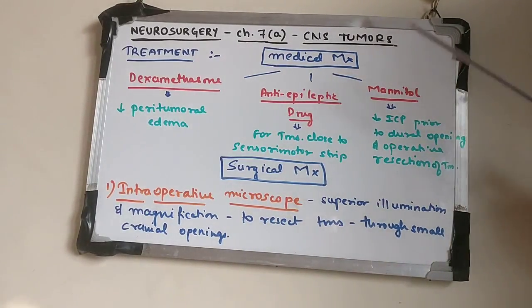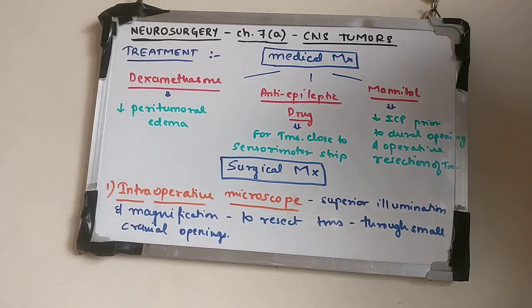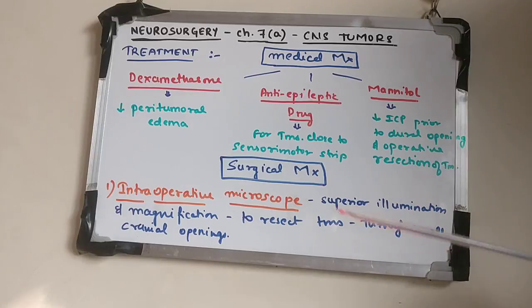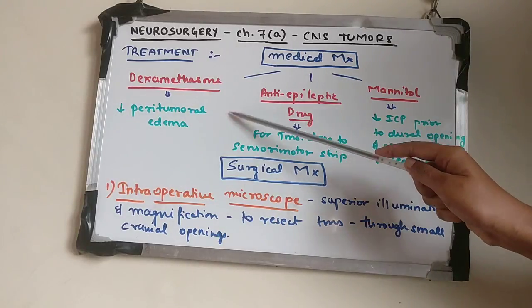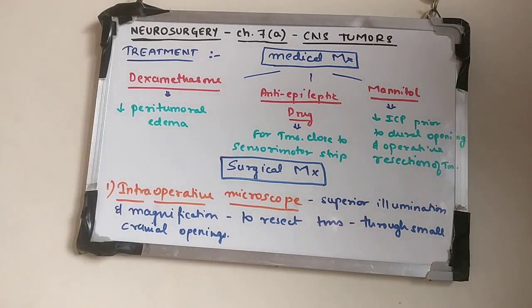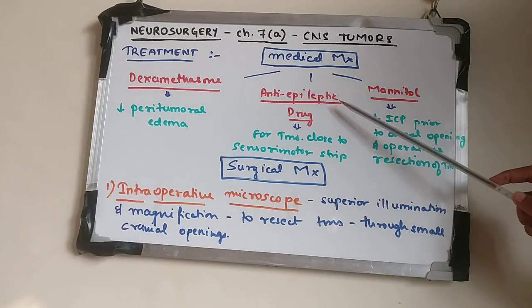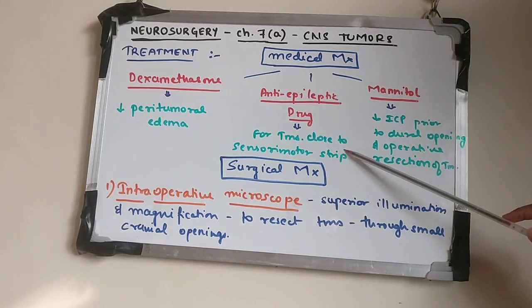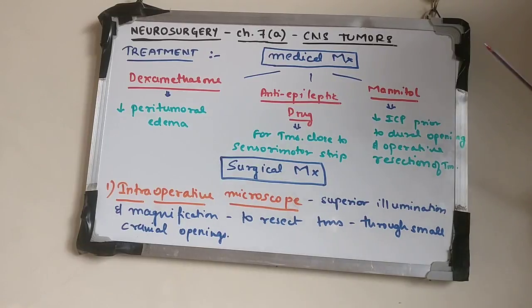So medical management that we use for CNS tumors prior to surgery are dexamethasone. Now dexamethasone is recommended for the management of brain tumors because of its propensity to reduce peritumoral edema by stabilizing the cell membrane. An antiepileptic drug is also recommended for tumors close to the sensory motor strip. Mannitol administration prior to dural opening and operative resection is often used as it will reduce your intracranial pressure.